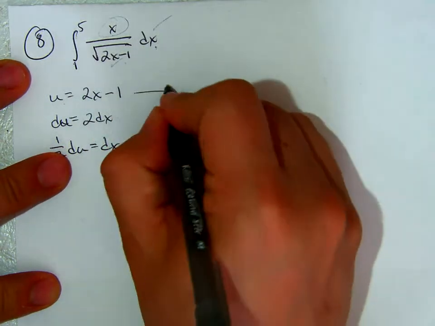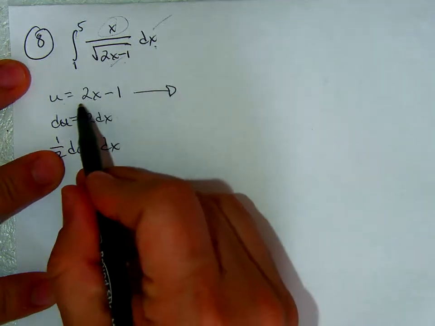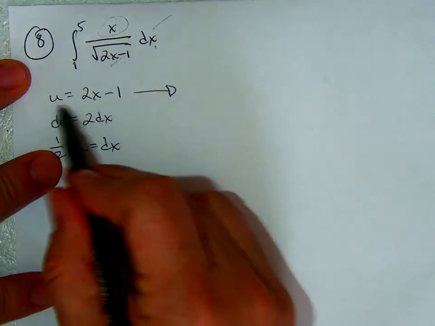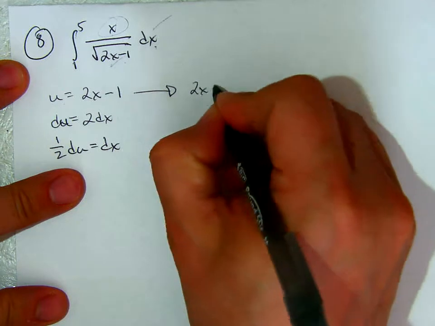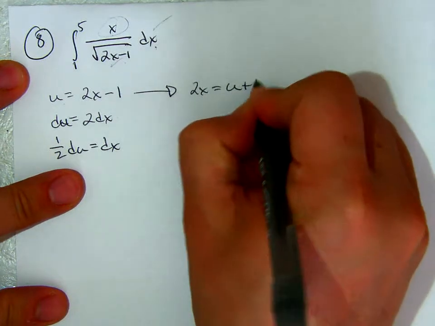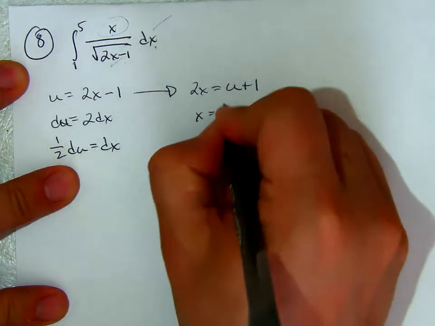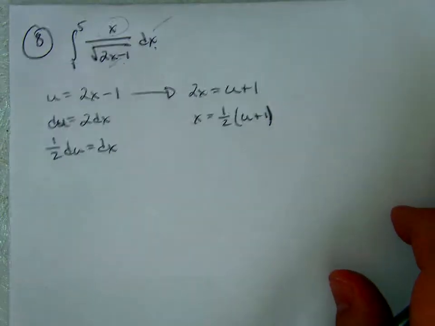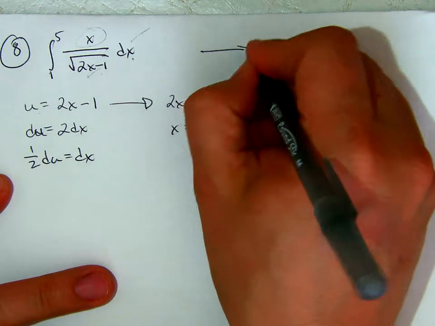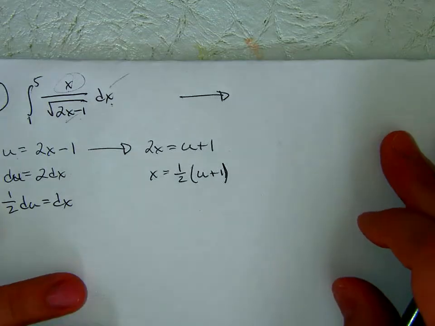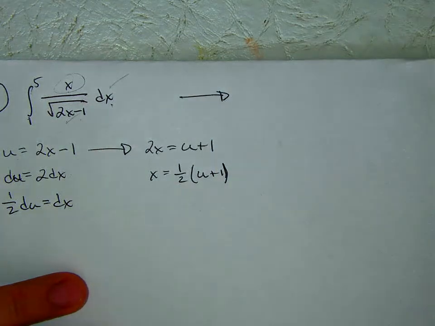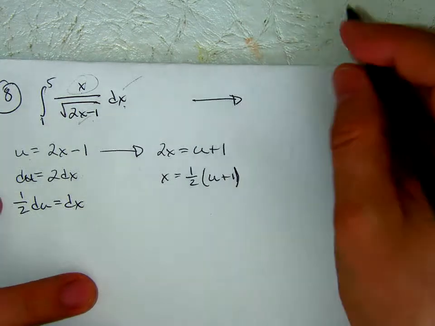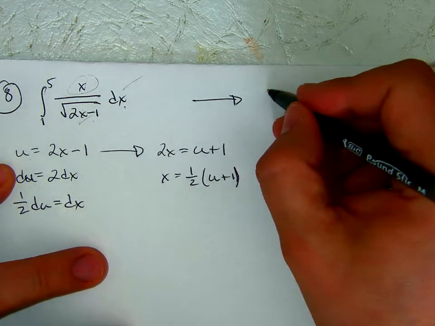And I'll do that by essentially moving things around with this original substitution that I did. I get 2x equals u plus 1, and that means that x equals 1/2 u plus 1. Alright, so I do my substitution. I don't worry about the limits again. Some people like to change the limits. I feel like that's just an extra complication.